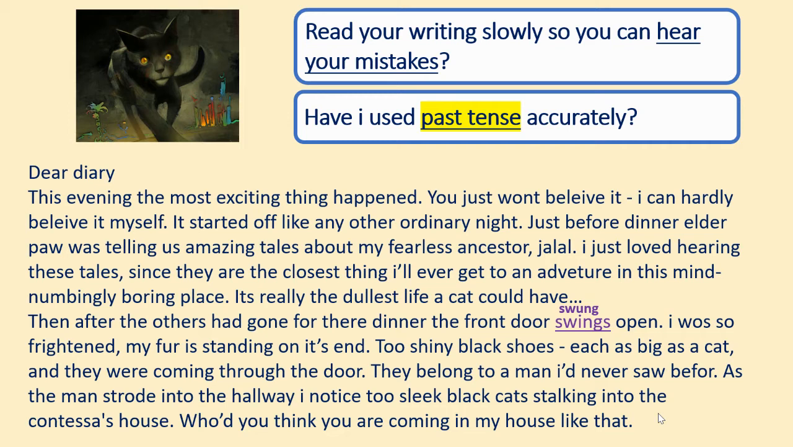I was so frightened, my fur is standing on its end. I was so frightened, my fur is standing. Is standing. How do we turn is into past tense? What is when it's past tense? Was. Well done if you got that. Thank you to all of those who are calling out and helping me on the screen. Well done. My fur was standing on its end. Two shiny black shoes, each as big as a cat, and they were coming through the door.